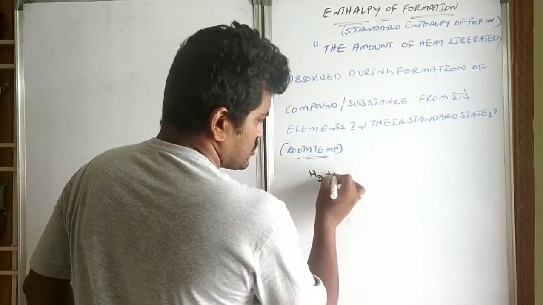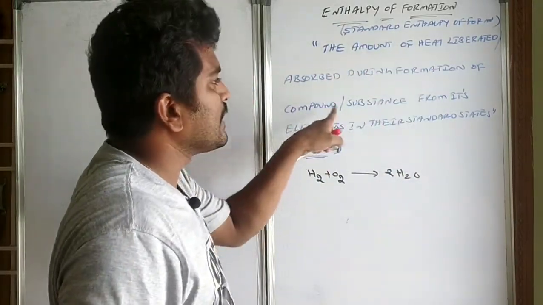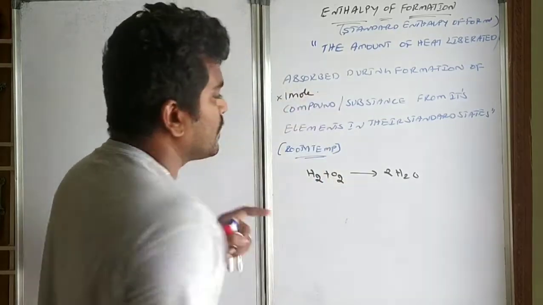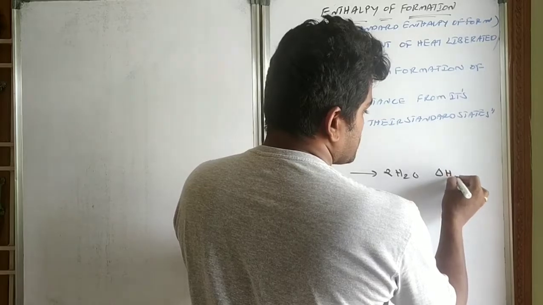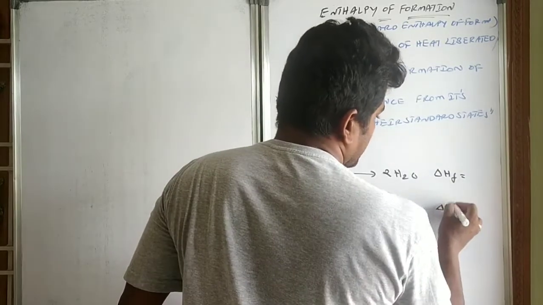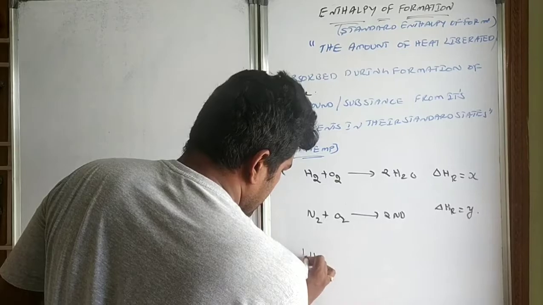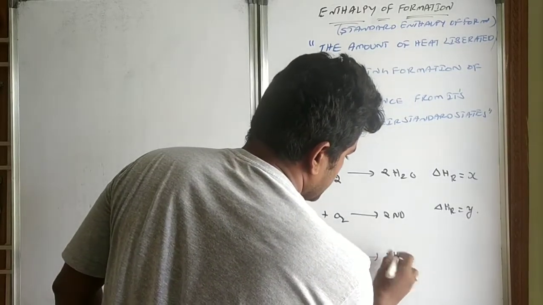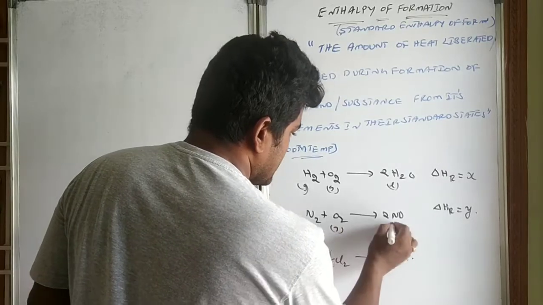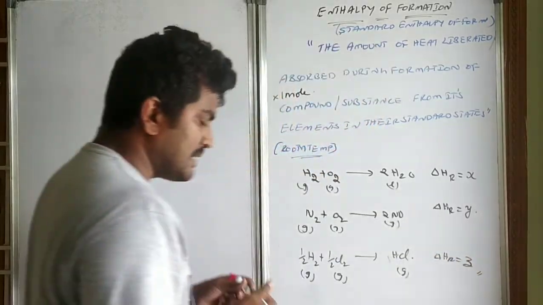Let us see. H2 plus O2 gives 2H2O. The amount of heat liberated during formation of a compound or substance. Here 2 moles is formed, but 1 mole of compound is to be formed. So H2 plus half O2 gives H2O is the enthalpy of formation. N2 plus O2 gives 2NO, enthalpy of reaction equals X. Enthalpy of reaction equals Y. Half H2 plus half Cl2 gives HCl, enthalpy of reaction equals Z. Here you see the states given for each. So like this they will give you 3 reactions.